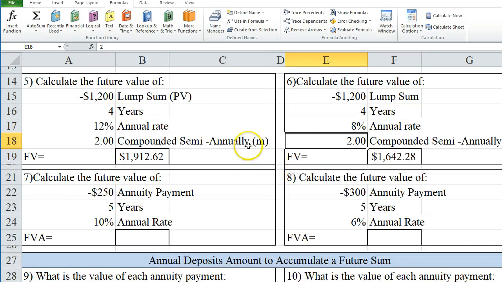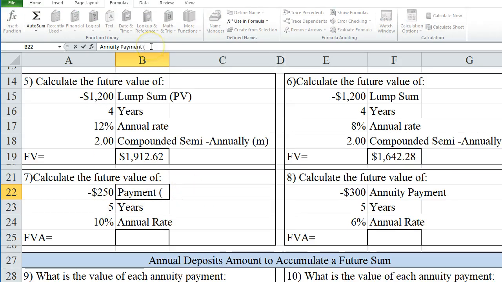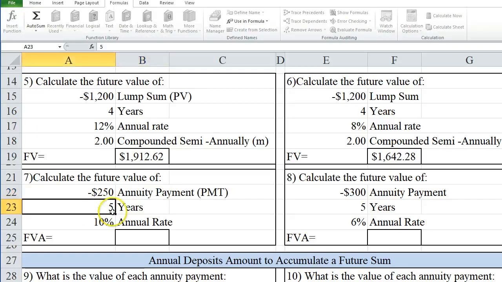Okay, so let's move down here to something different. This is lump sum, and now this is an annuity payment. So for the annuity payment, what we're going to do here is change this. It's no longer a present value, it's PMT for payment. Since we're calculating this at an annual rate, this would be N per, and of course this would be rate.